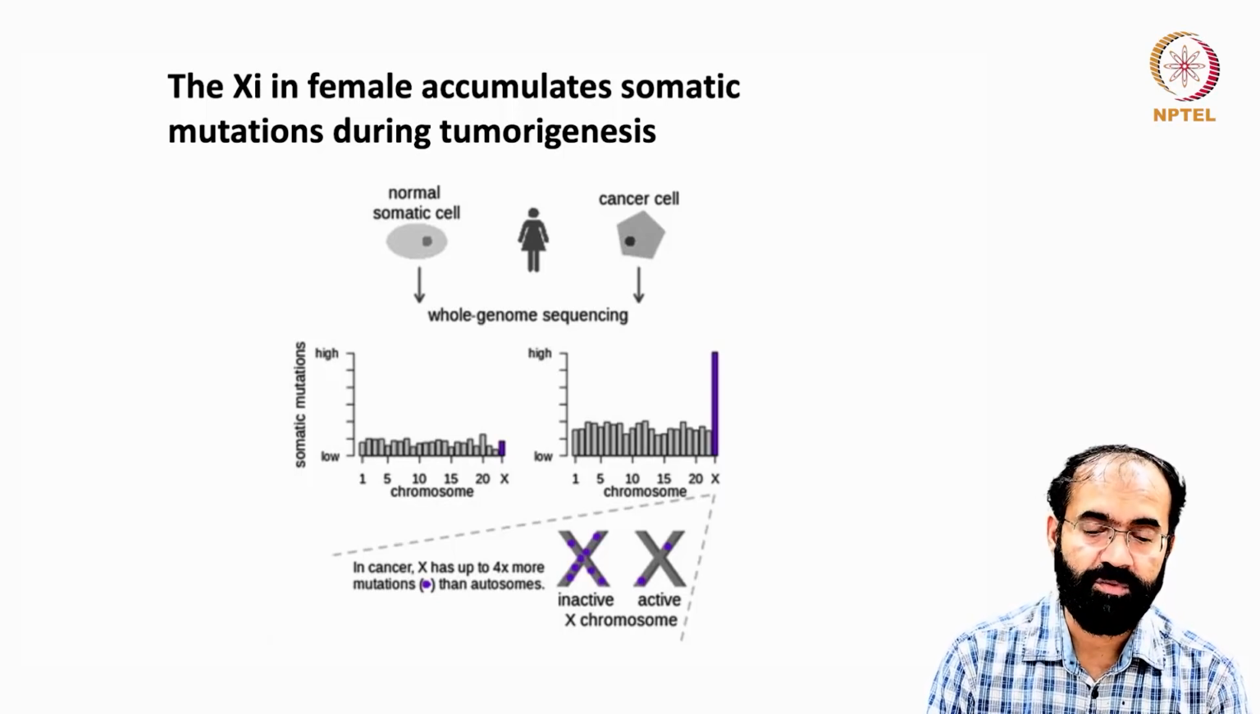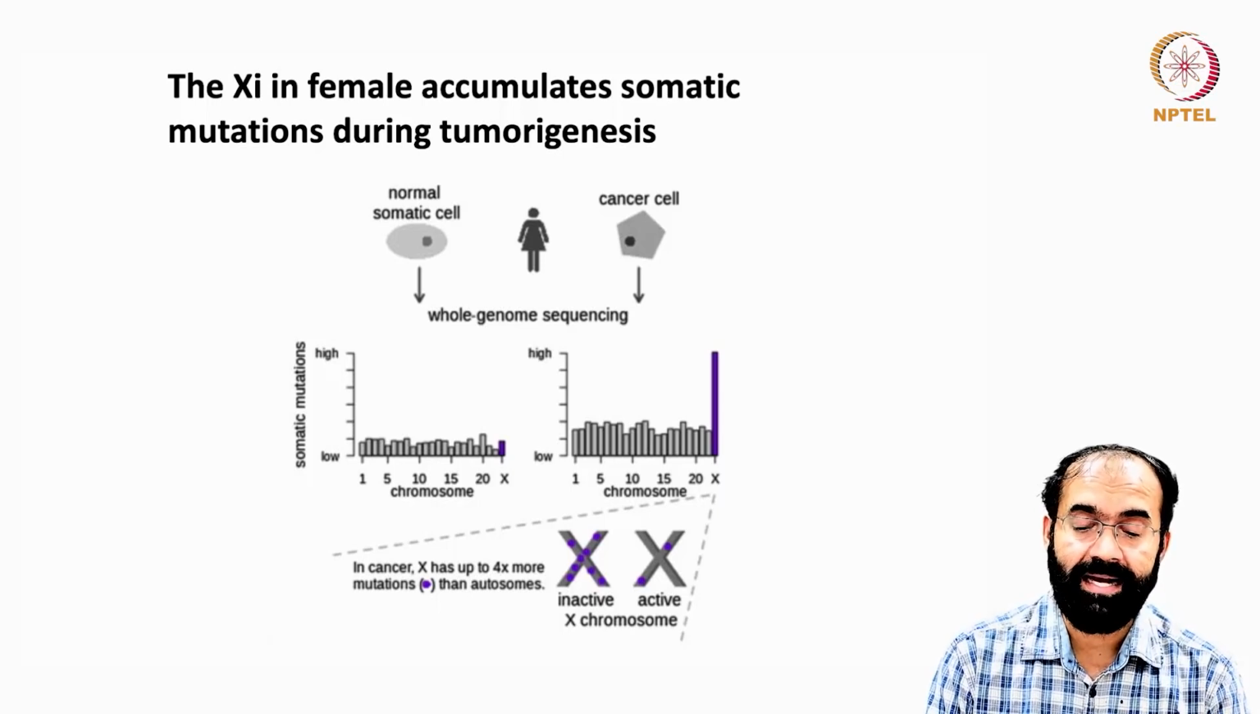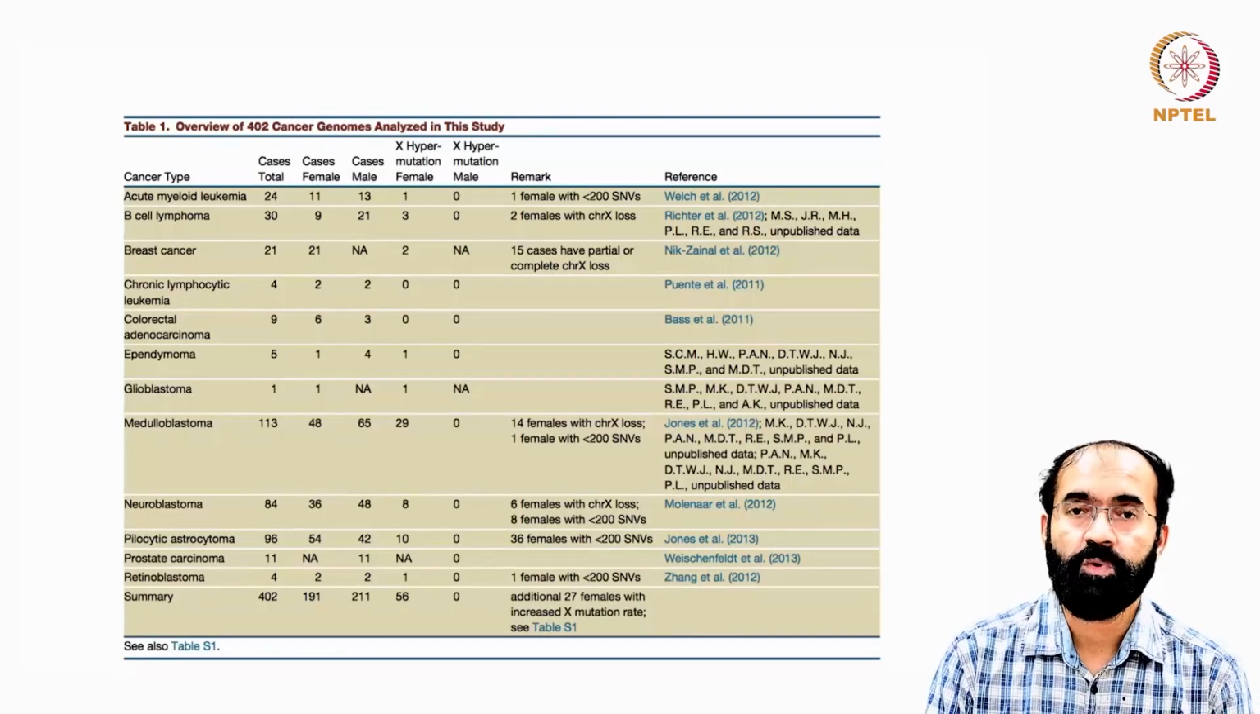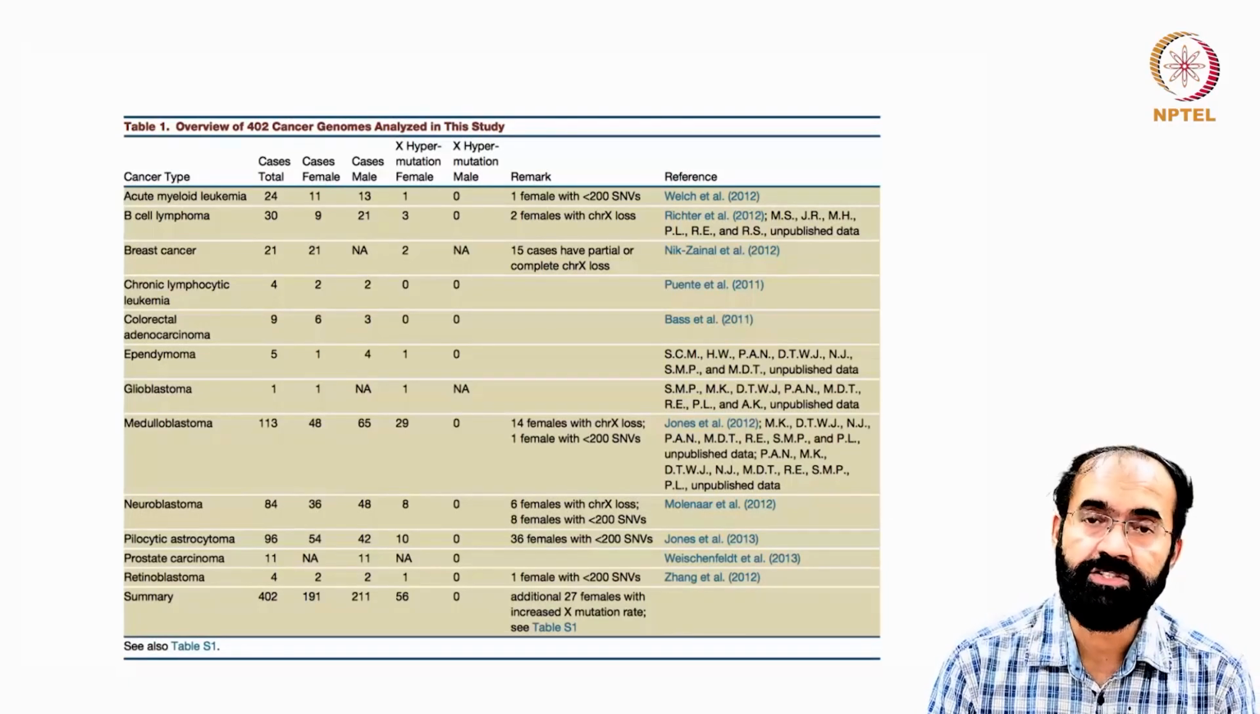And one more thing, if you look at the X chromosome, which is inactive and active, if you compare, the inactive one has accumulated more mutations compared to the active one. So this is a proven fact across a bunch of cancers.